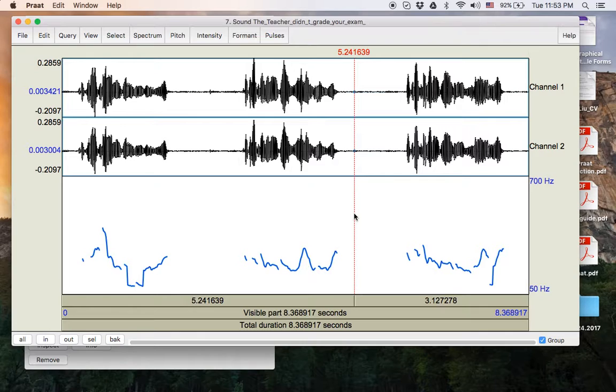So changing the stress actually changes the meaning of these sentences, and that's a very important thing that you need to teach your students, and not just tell them to imitate this pitch contour.